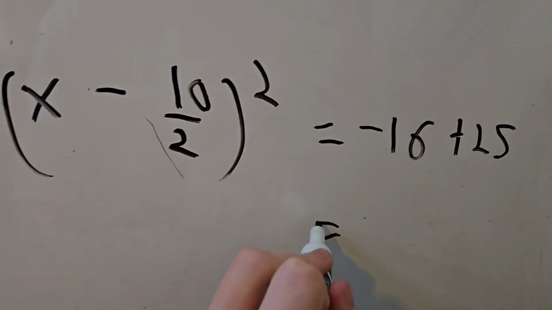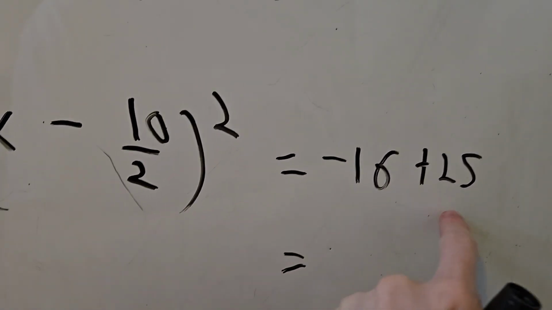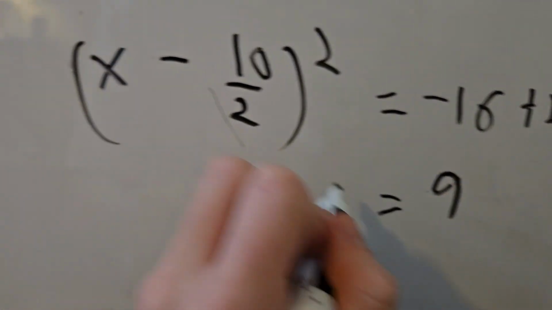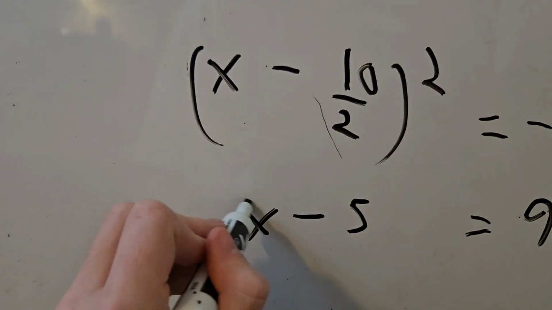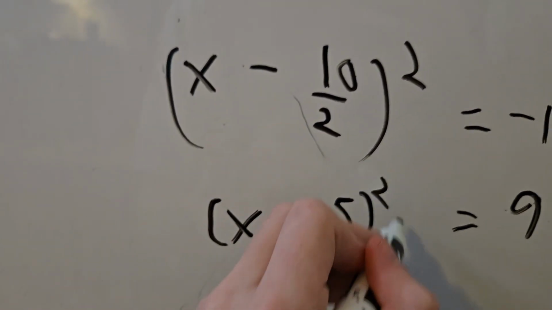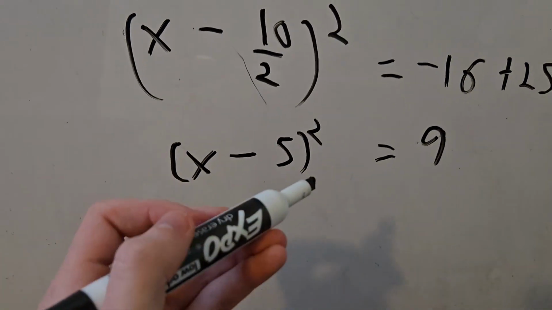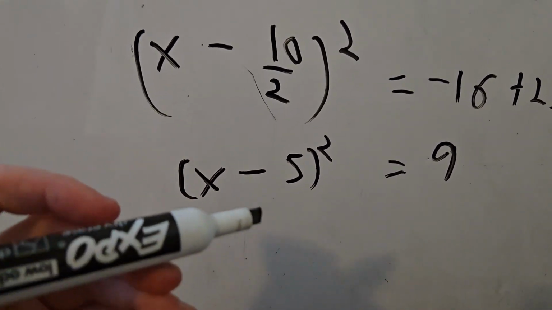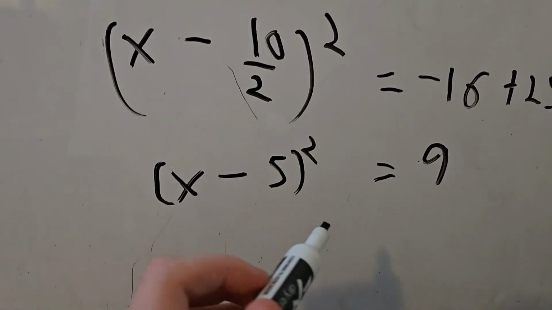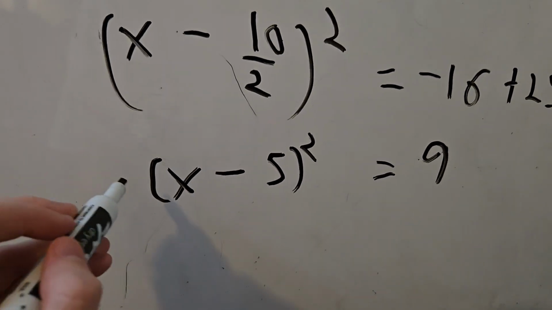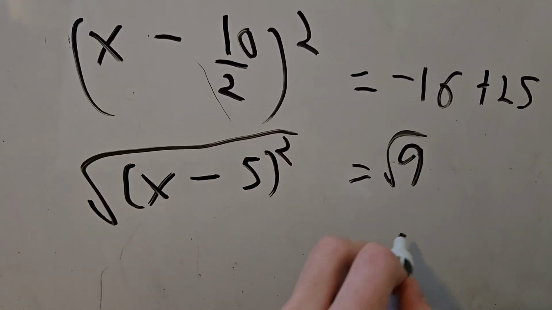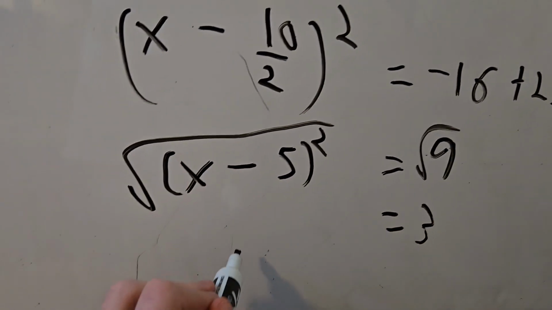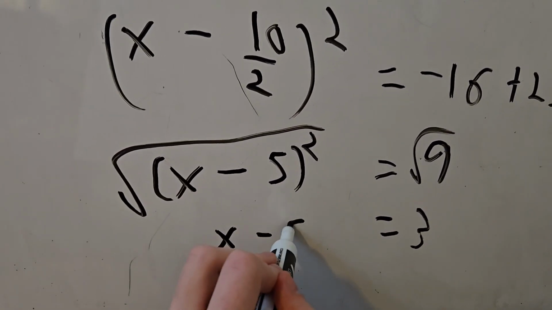So let's simplify this a little bit. Negative 16 plus 25 is 9. 10 by 2 is 5. So (x minus 5) squared is equal to 9. We could do this a lot easier than something else. We take the square root of both sides, reverse of PEMDAS, square root. We say 3 is equal to x minus 5.